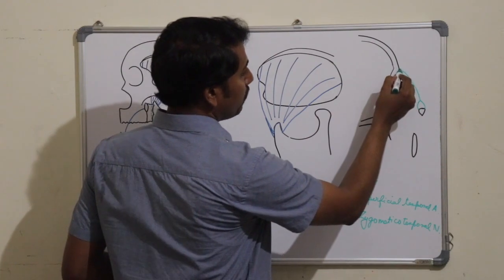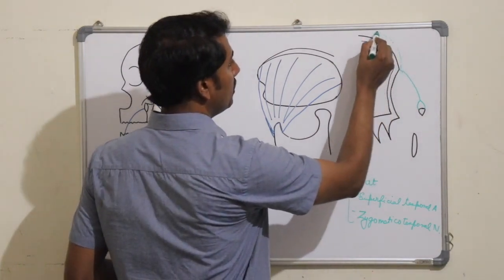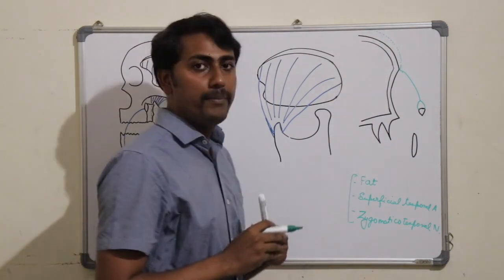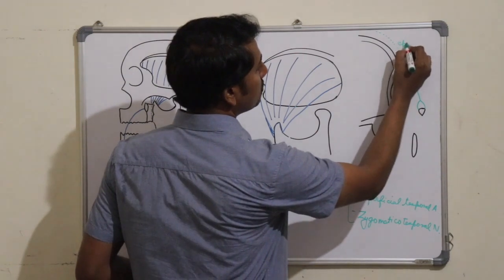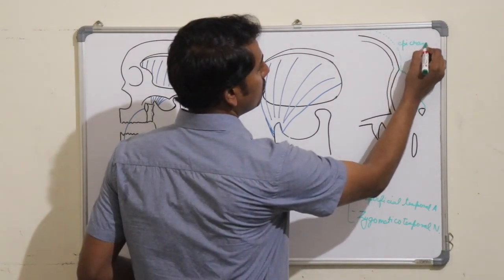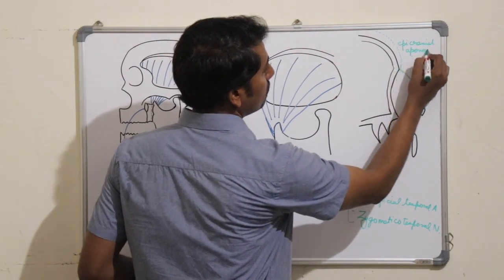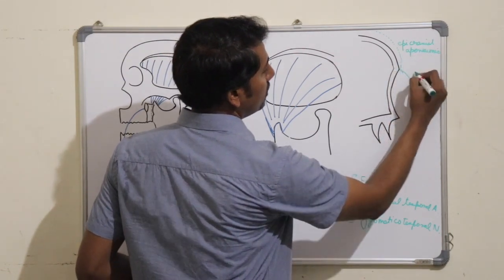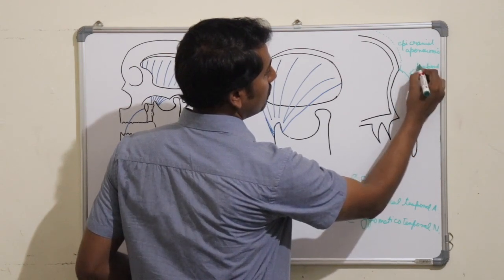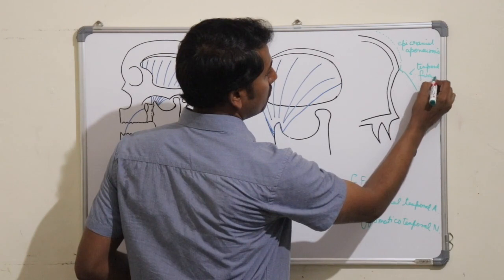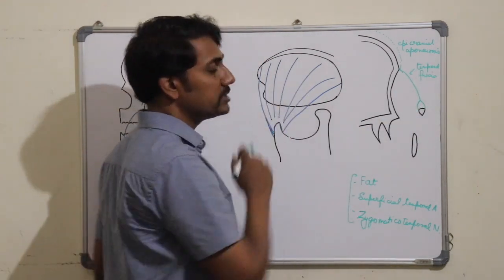Superiorly, this temporal fascia is continuous above with the aponeurosis of the skull, which is known as the epicranial aponeurosis. So this was the epicranial aponeurosis. And this was the temporal fascia, which was covering this temporalis muscle.